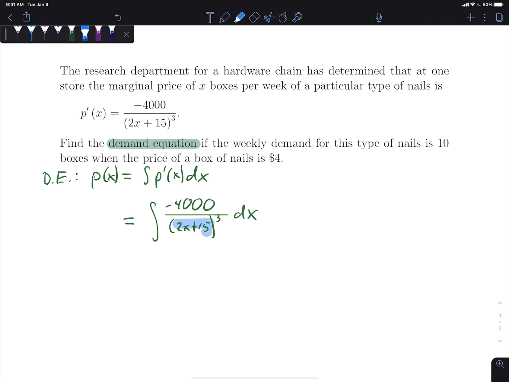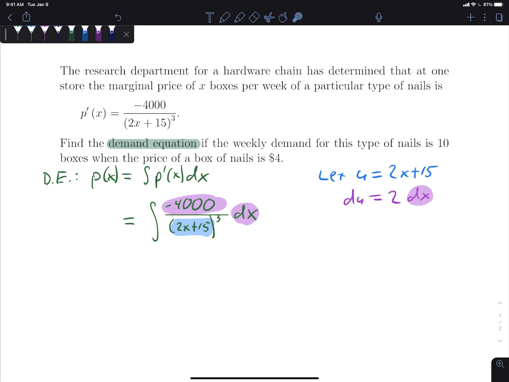Now, notice in here that we have 2x plus 15 in parentheses all cubed there. So I'm going to take whatever's in that parentheses, in this case 2x plus 15, and I'm going to let that be u. And then I'm going to take the derivative of that. So it means that du is going to be 2 dx. Now, notice something. We have negative 4,000 here. That is not the 2. And we have the dx.